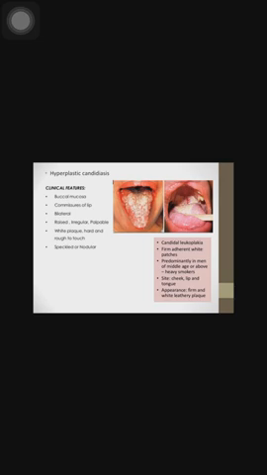Hyperplastic candidiasis, the clinical features are: buccal mucosa, commissure of the lip, bilateral, raised, irregular, palpable white plaque, hard and rough to touch, speckled and nodular. They are firm, white patches. The sites are usually seen in the cheek, lip, and tongue area. Appearance is a firm, white, leathery plaque.